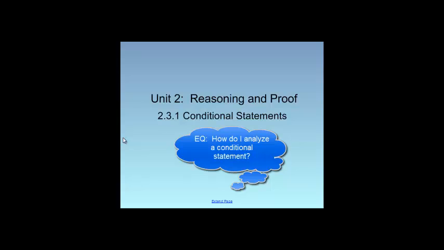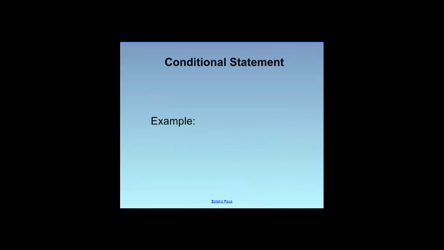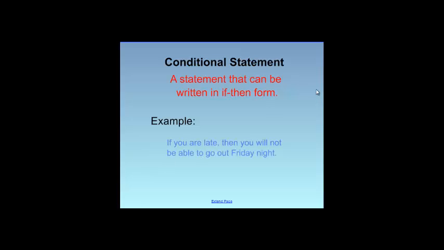In the language of math, we use a lot of statements that are known as conditional statements. A conditional statement, by definition, is any statement that can be written in an if-then form. And conditional statements always have what's called a truth value, meaning the statement is either true or it's false. For example, here's a statement that we use at my house sometimes. If you are late, then you will not be able to go out on Friday night. And that statement is either true or false, depending on the rules of your house.